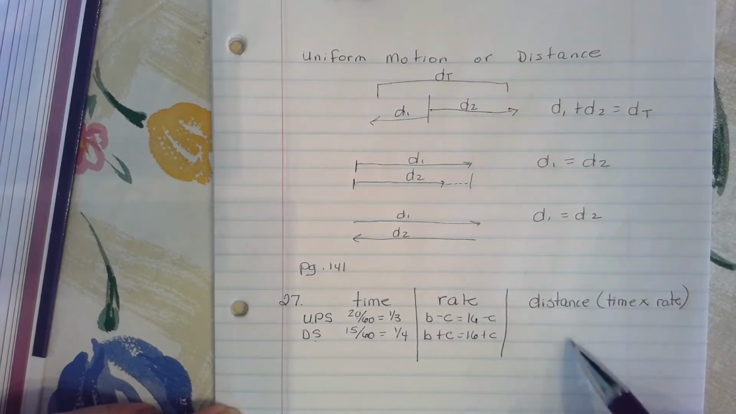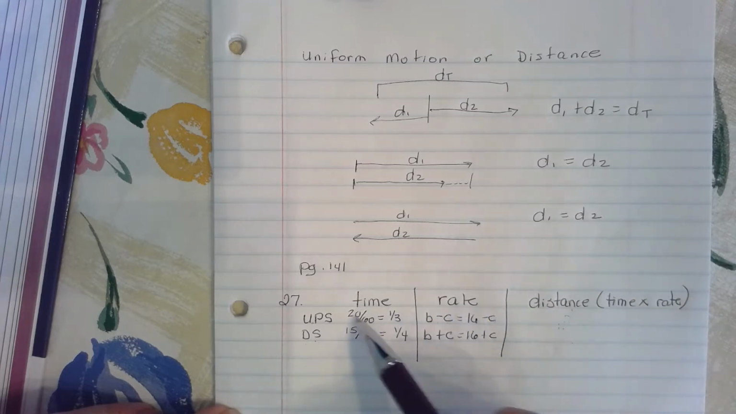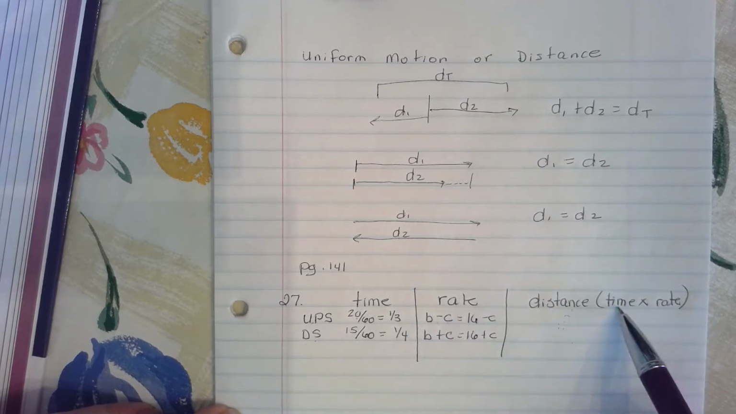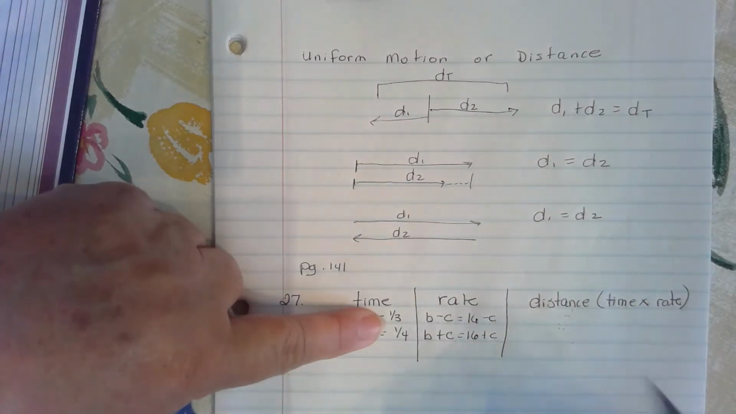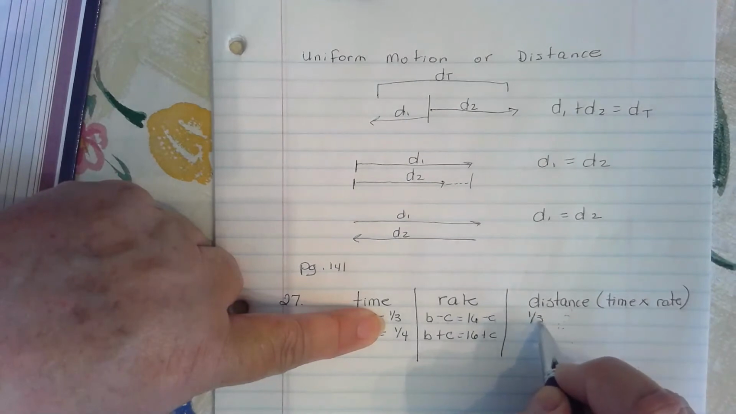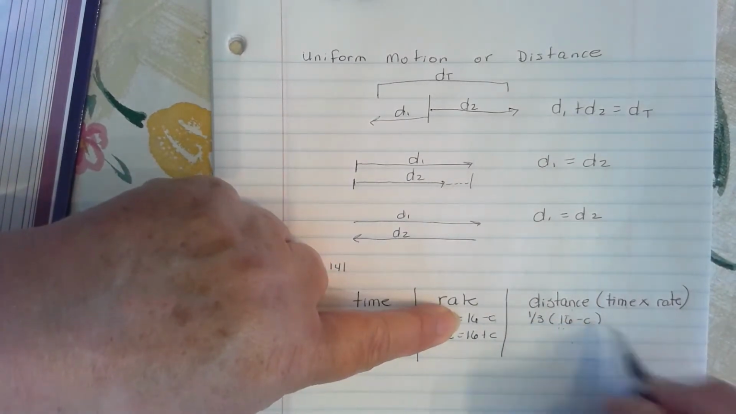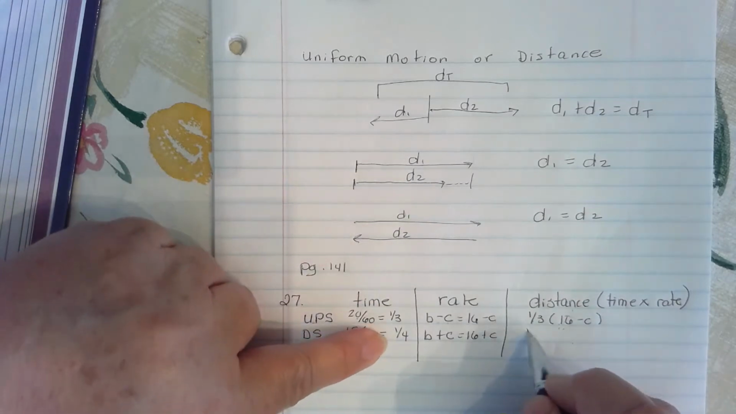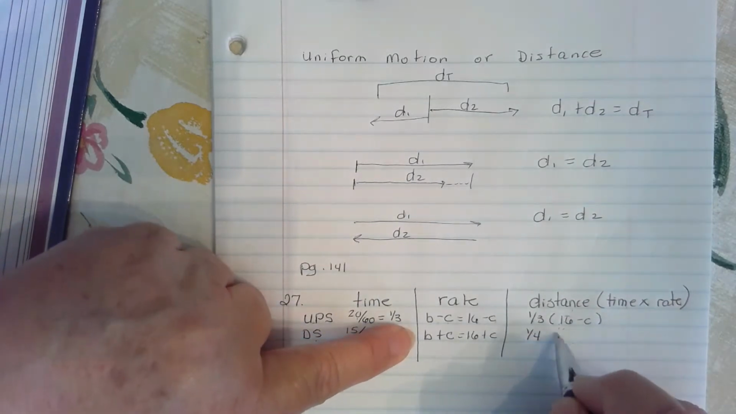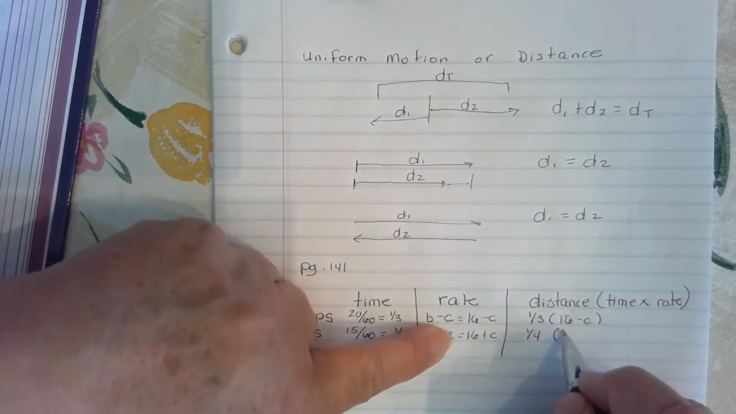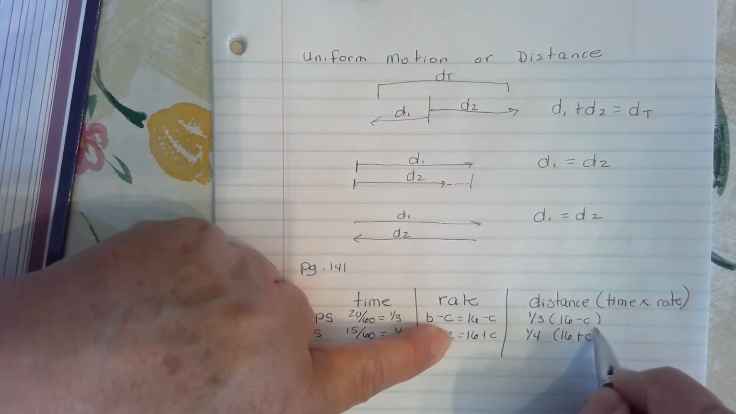To complete the distance column, you never have to look at the problem. This information does not come out of the problem. It comes straight from here, multiplying the rate and the time together. So I'm going to take the 1/3 and multiply it by the 16 minus C, and I'm going to take the 1/4 and multiply it by the 16 plus C.